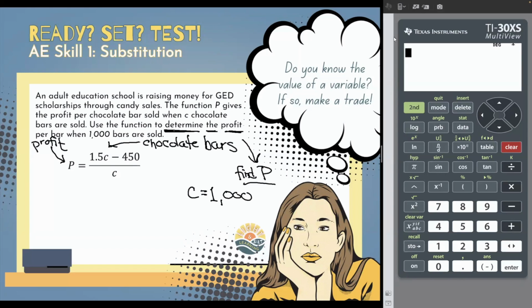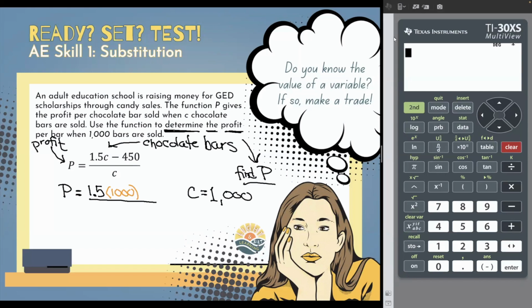What am I doing? I'm looking for P, so P will remain a letter. My equal sign will stay nice and steady, as will my fraction bar. Any numbers I have in my original equation will stay, so like I'll still have my 1.5. But if I know the value of a variable, like I do C, I can trade it out. And so that's what I'm going to do. I'm going to trade out that C for that 1,000. They told me I'm going to sell 1,000 bars.